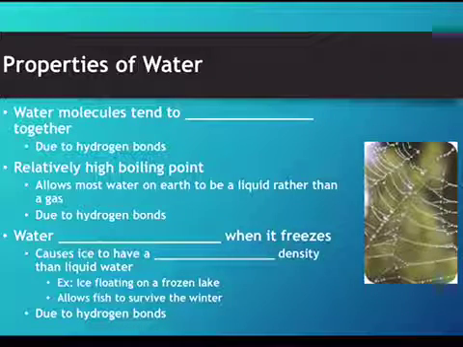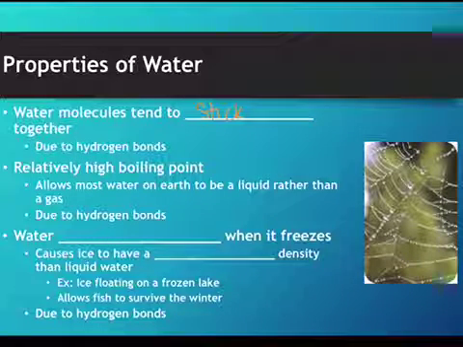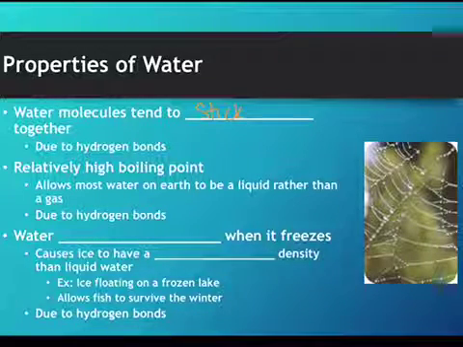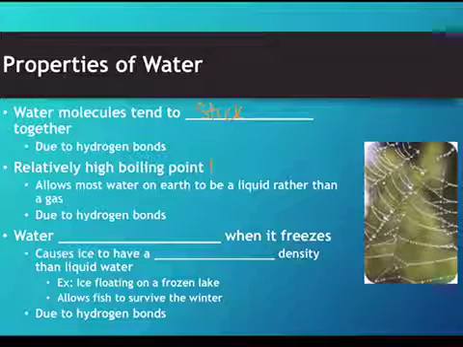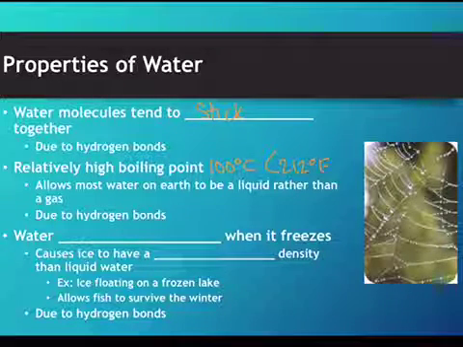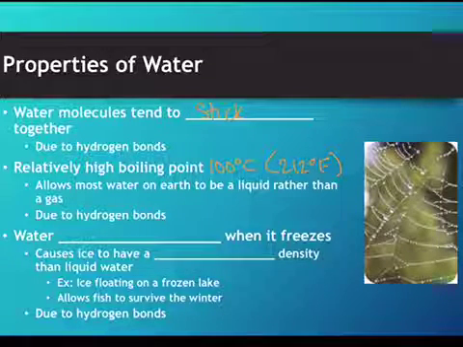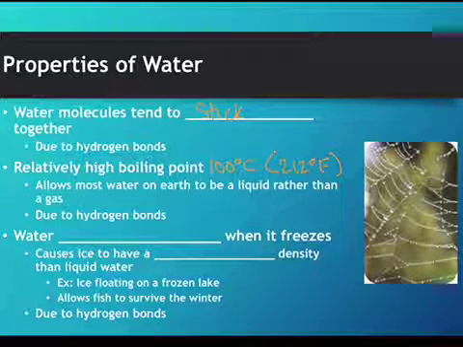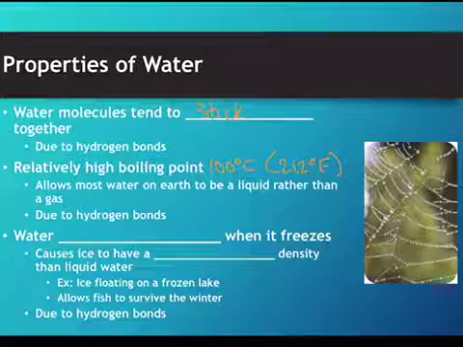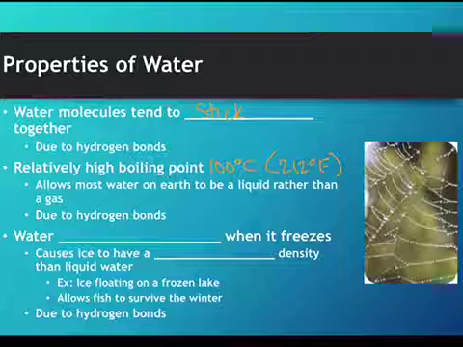So water molecules tend to stick together, and this is due to those hydrogen bonds. They don't want to separate. It also is why water has a relatively high boiling point of 100 degrees Celsius, and that's 212 degrees Fahrenheit. And so when you boil something, you're breaking those hydrogen bonds, and then those free molecules are escaping as a gas. And so this is why most water on Earth tends to be liquid rather than a gas, because those hydrogen bonds keep it as a liquid.